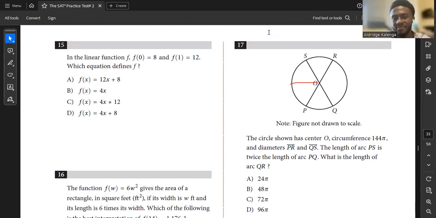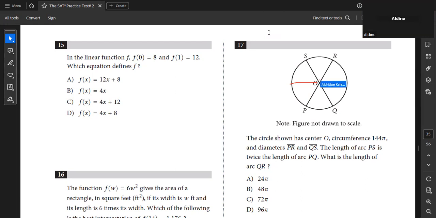That will help us visualize that it is divided into 3. If the left side is divided into 3, so is the right. 3 and 3 is 6. So we divide 144 by 6, we get 24. If we're looking for the length of QR, we notice that QR is 2 segments. 2 times 24 is 48.